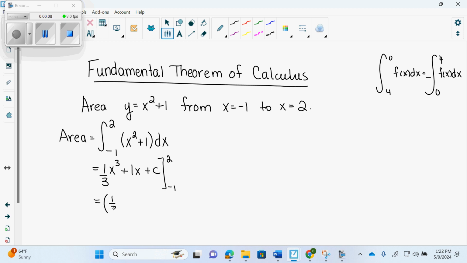So I get 1/3 2 cubed plus 1 times 2 plus c, minus... why did I put 1/3? It's a scary thing sometimes. I had a third over here and wrote it. And then we're going to plug in -1 and subtract. So we get 1/3 times -1 cubed plus 1 times -1 plus c.